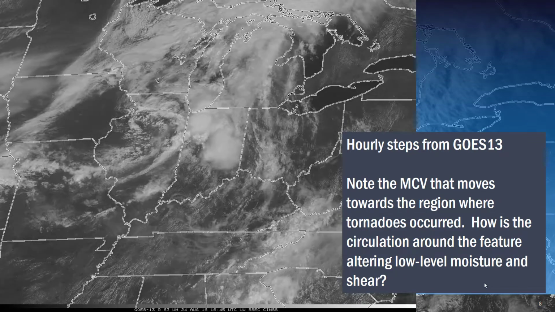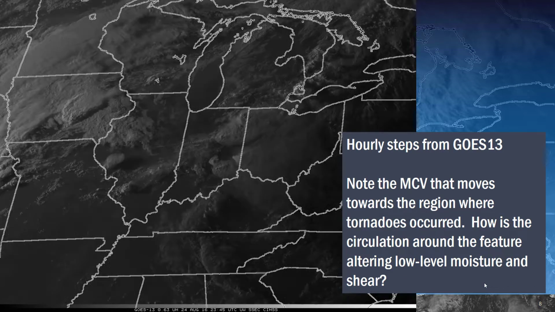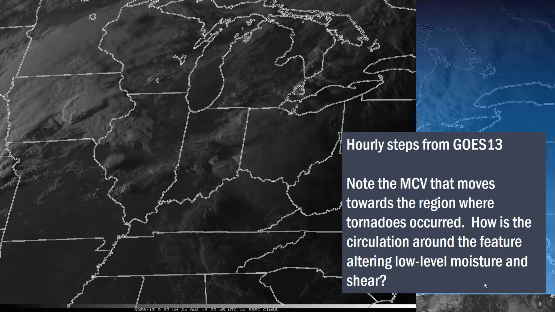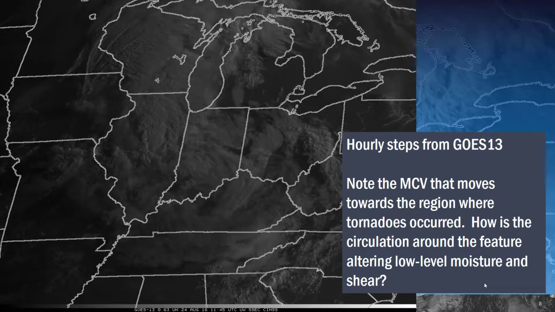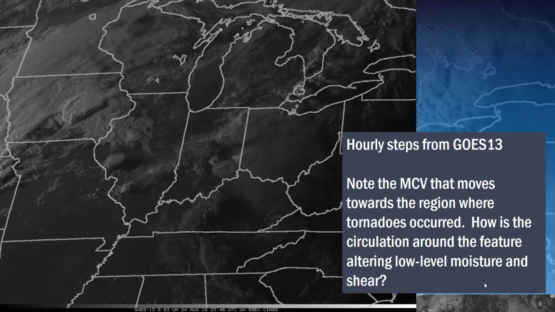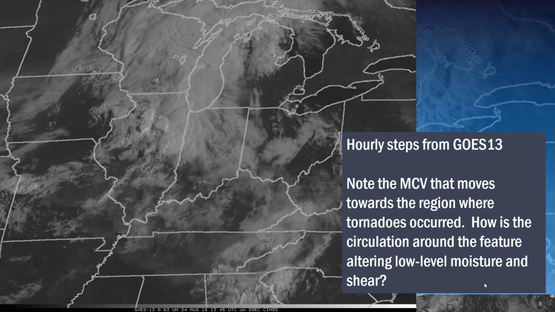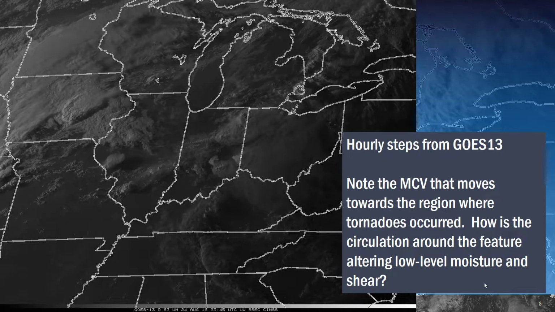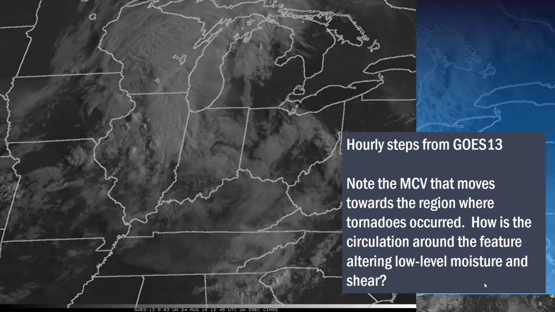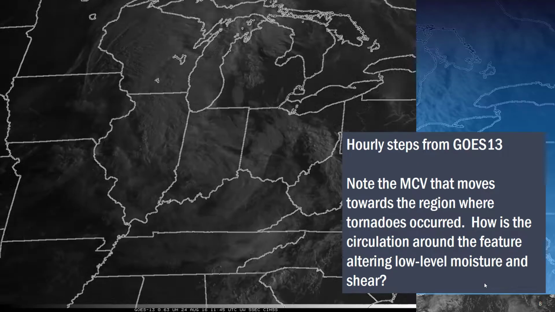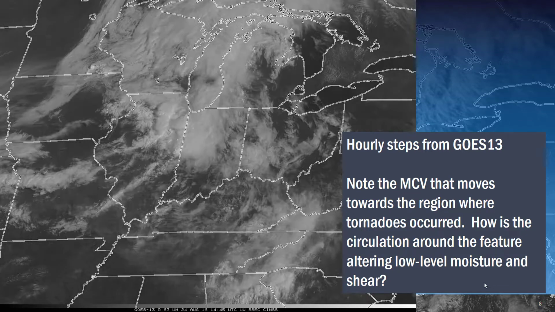Here we have hourly imagery from GOES-13 because it's 2016. So the MCV is moving toward the region where tornadoes occurred. How is that circulation altering the low-level moisture and shear? That's something to ask yourself. And you'll notice how it's also helping force the development of the tornadoes that are then producing the severe weather outbreak in Indiana and Northwest Ohio and up into Southwestern Ontario. So on this particular day, knowing that that MCV was there might have helped your situational awareness for subsequent convective development later in the afternoon.